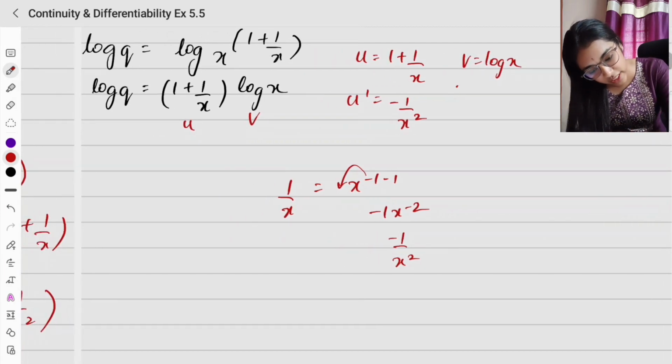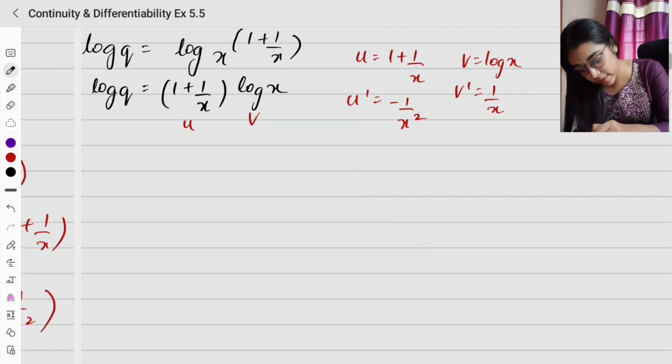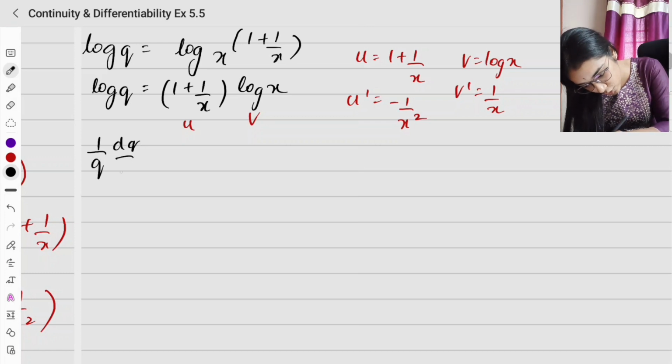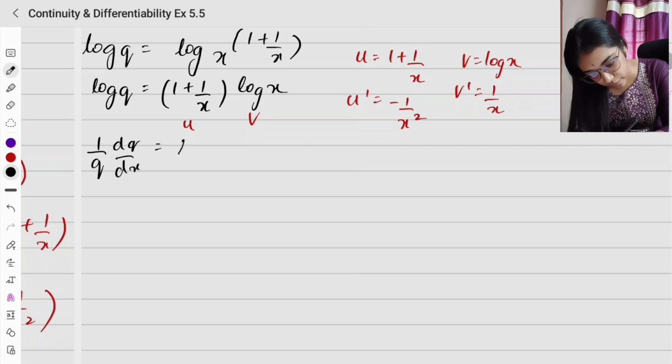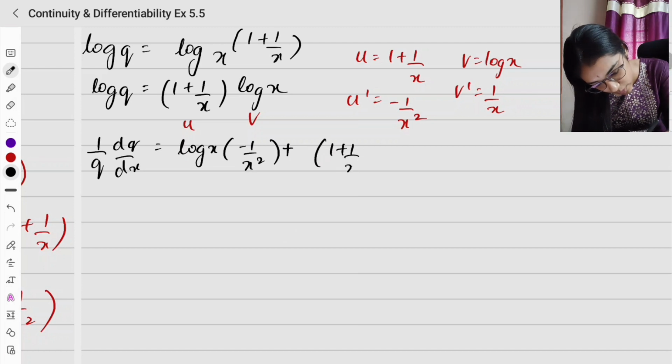So v dash is going to be 1 divided by x. Now the formula is v u dash plus u v dash. So what will I have? Differentiating log q, 1 by q dq by dx equals v u dash, which is minus 1 divided by x square, plus u v dash, which is 1 plus 1 by x times log x's derivative. What is that? It is going to be 1 divided by x.